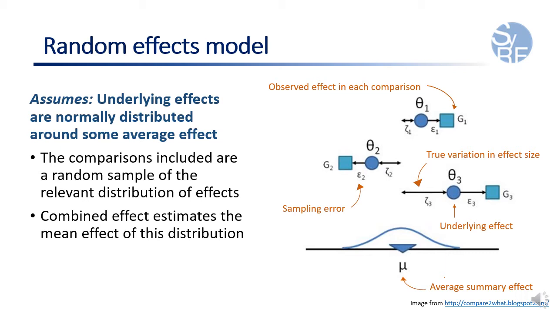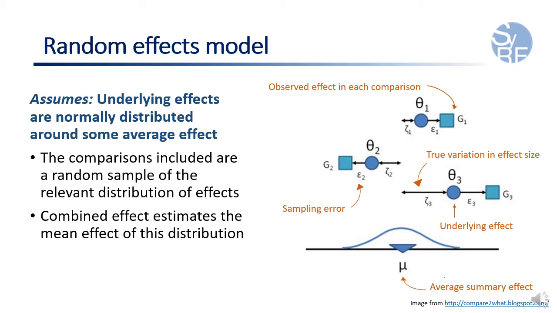So for example, we say that the effect size might be a little higher if the patients are older, the outcome is slightly different in rats versus mice, and if the study used a slightly more intensive or longer variant of the intervention, then this would also give a different underlying effect. The studies included in your meta-analysis are assumed to be a random sample of the relevant distribution of effects, and the combined effect estimates the mean effect in this distribution.